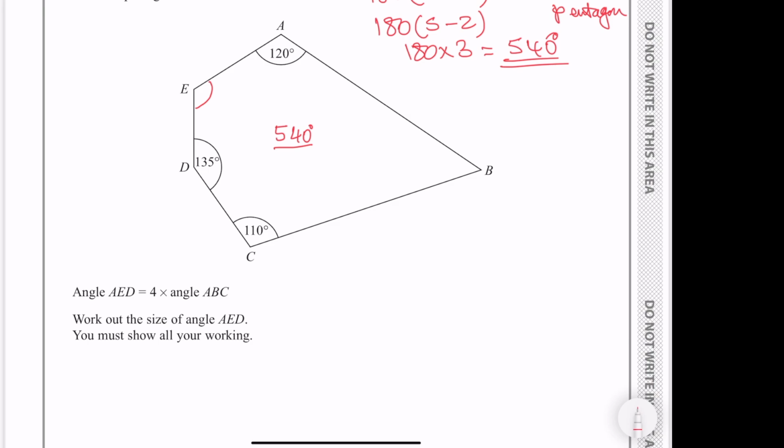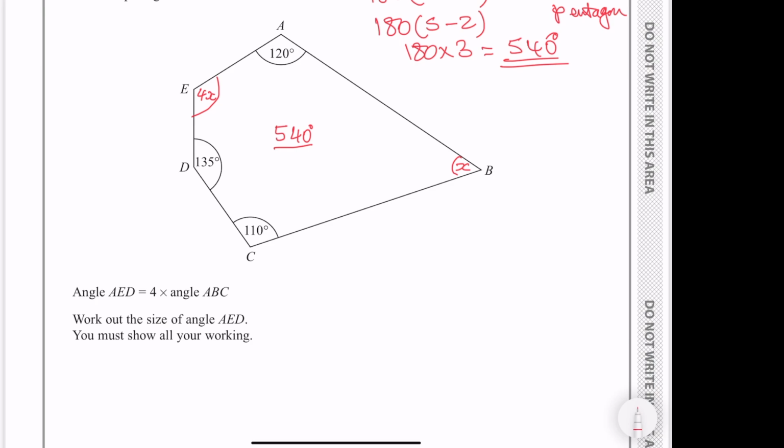But also the question is telling us that the angle AED is 4 times the angle ABC, this one. So if you call this one x, always call the small one x, so the other one is 4x. You always make it easy. If you have a question like this, you call n or x the smallest number. So to find the x, it's here.